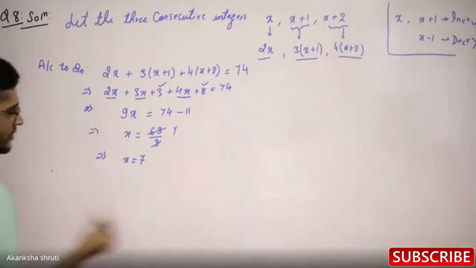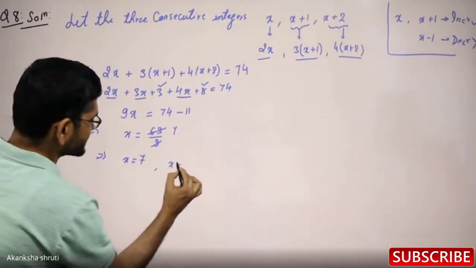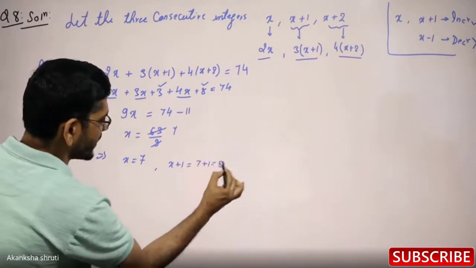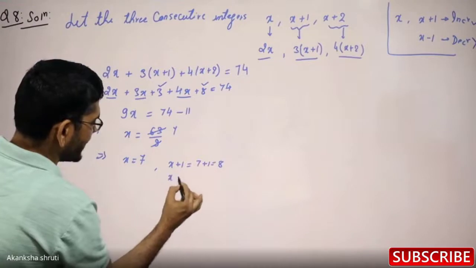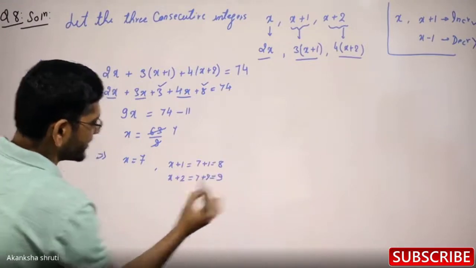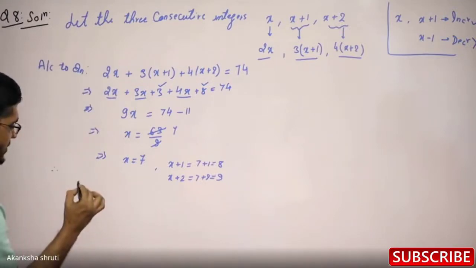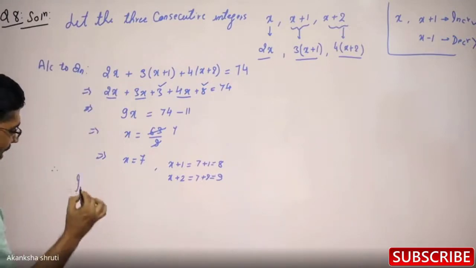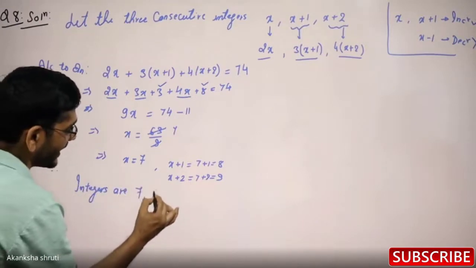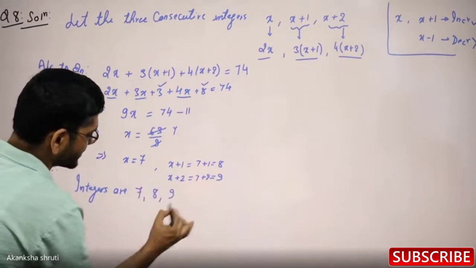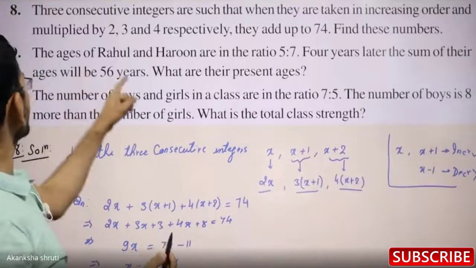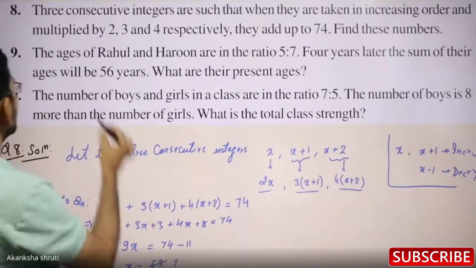Therefore, the other integer is x plus 1, that becomes 7 plus 1 equals 8. The other is x plus 2, 7 plus 2 is 9. Therefore, the consecutive required integers are 7, 8, 9. This is the answer. Let us go for question number 9.